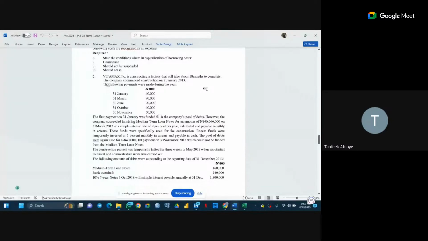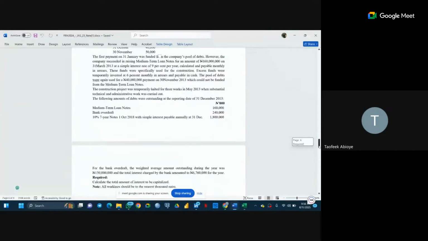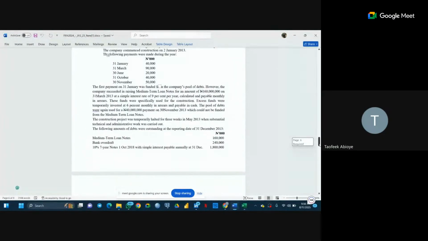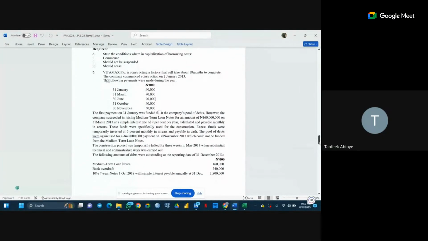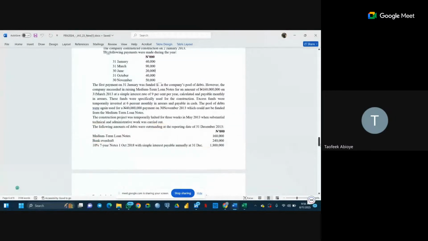So I want to explain how we get the total interest. The total interest that we have there, we get it by multiplying all these sources of finance. This is the total amount we borrow, and this is the interest rate here. For this one, we multiply this 10% with this.